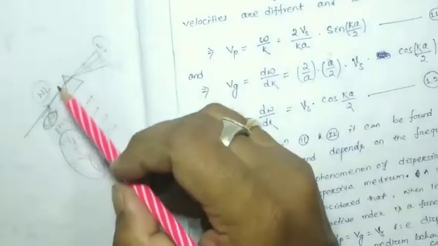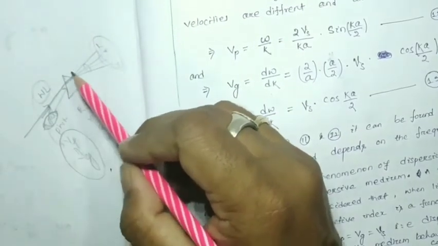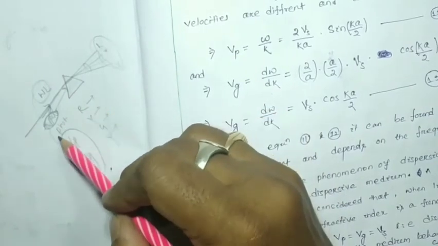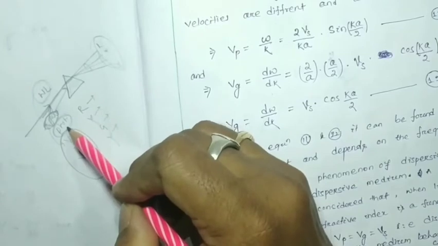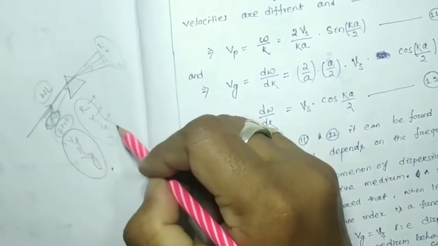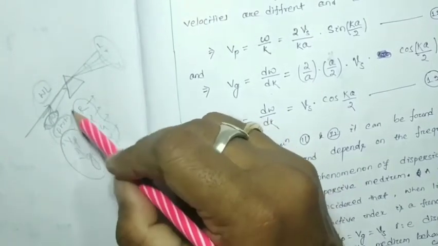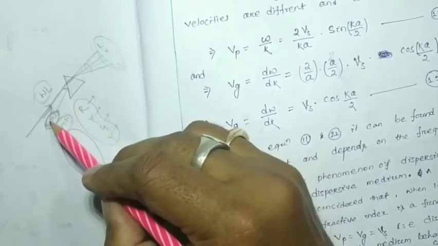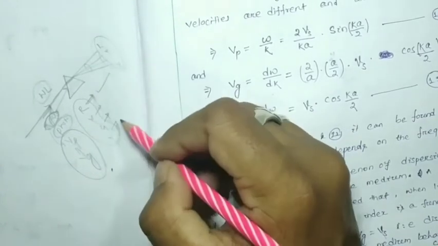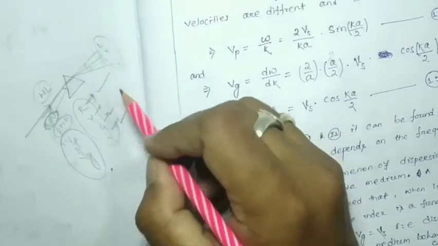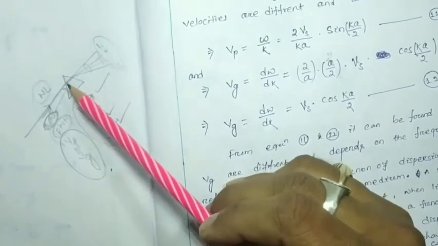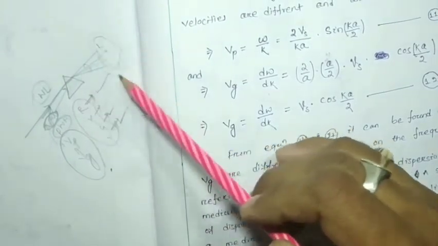But when it passes through a dispersive medium, the group velocity will not be equal to the phase velocity. That means all the different frequencies, or all the colors of the light inside the white light, will move with different velocities. The red light will move with a different velocity, yellow light different, green light different, when it passes through a dispersive medium. Then it will be spread out, and we say that this is the so-called dispersion.